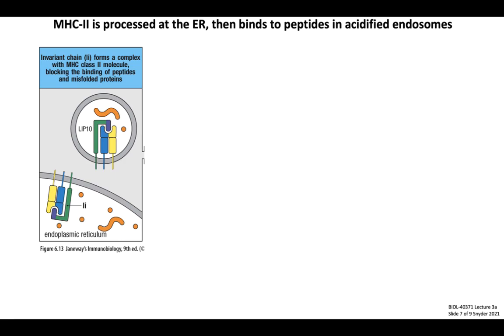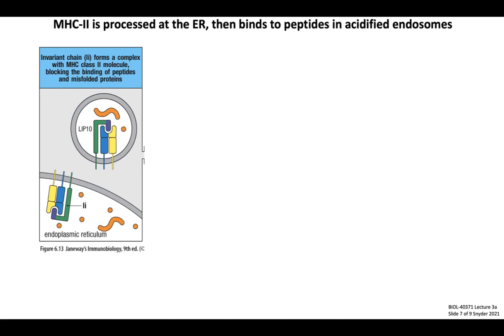First, like MHC1, the subunits of MHC2 are assembled in the lumen of the endoplasmic reticulum. Also similarly to MHC1, MHC2 is unstable when not bound to peptide, so it requires stabilization with a protein called the invariant chain, which is abbreviated as uppercase I and a lowercase i, or Ii. The invariant chain stabilizes MHC2, but also it importantly blocks the loading of ER peptides into the MHC2 binding groove.